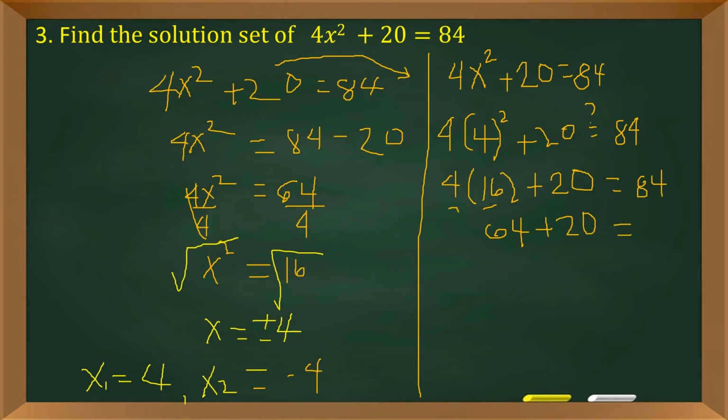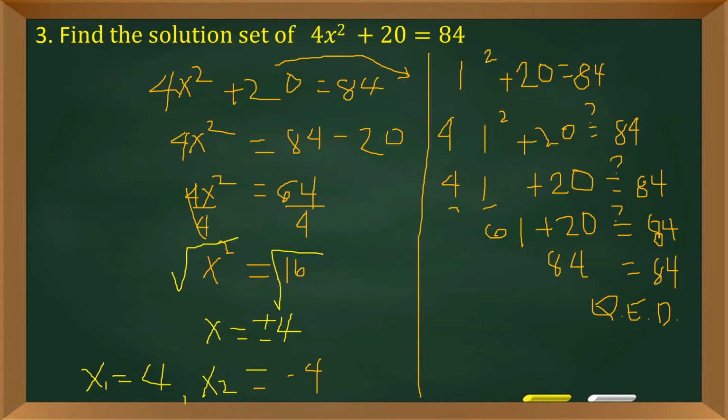is equal to 84. But nalimutan natin ang question mark. Yan, lagay natin. 64 plus 20 is 84. So, 84 is equal to 84. QED na ba? Yes, QED. And we have a problem. Wala na tayong space. So, anong gagawin kaya natin? Burahin na lang natin yung, since na-prove na natin na tama, then pwede na natin burahin.